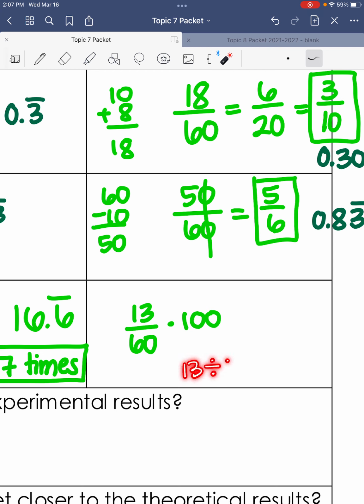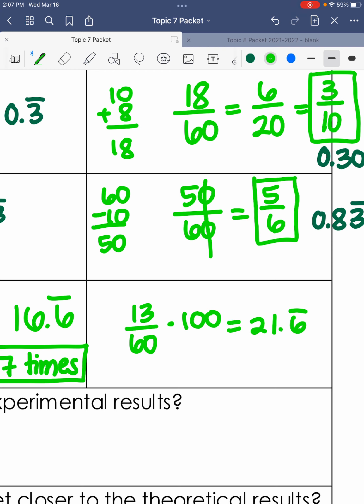13 divided by 60 times 100. And I'm going to see what I get in my calculator. So 13 divided by 60 times 100, and I get 21.6 repeating. So we have 21.6 repeating.